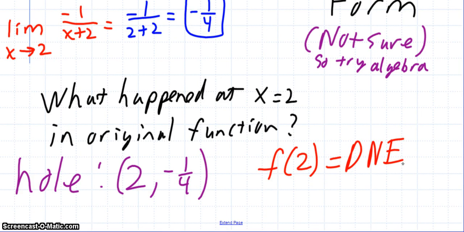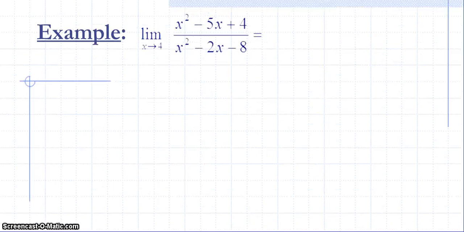F of 2 does not exist, but up here we can see the limit as x goes to 2 of f of x is negative 1/4. Alright, so I want you to try to evaluate the limit as x goes to 4 of x squared minus 5x plus 4 over x squared minus 2x minus 8. Pause the video, unpause when you're ready to check your work.